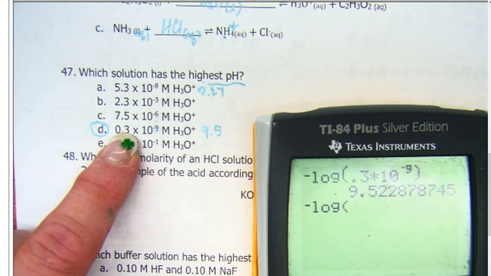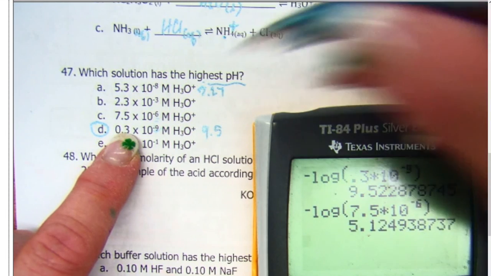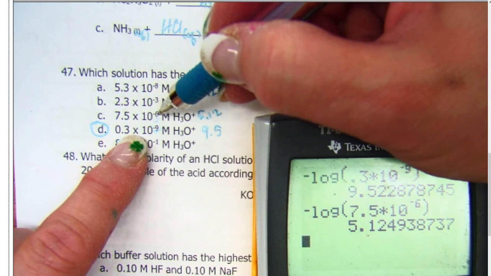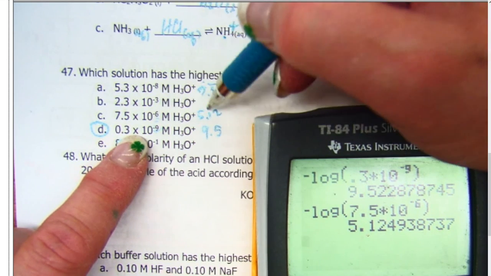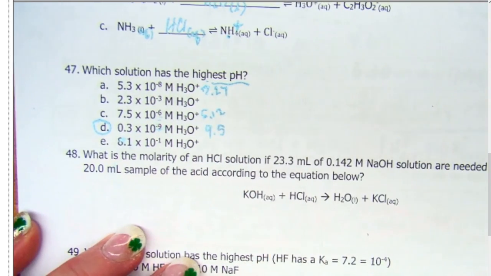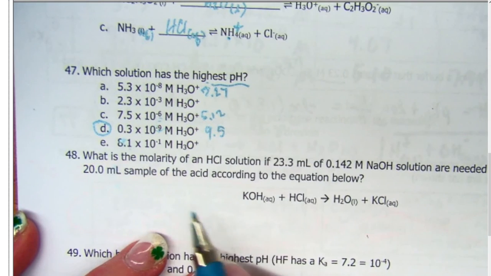Negative log 7.5 times 10 to the -6, bring it down, close parentheses, and that's 5.12. So I can see as my exponent gets smaller, my pH gets lower. So D will be my highest pH. Okay, going on to the next one.